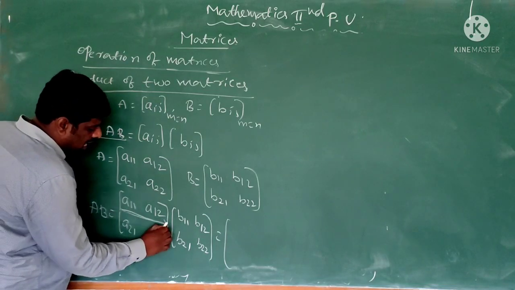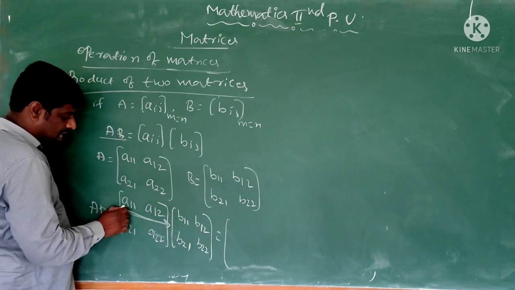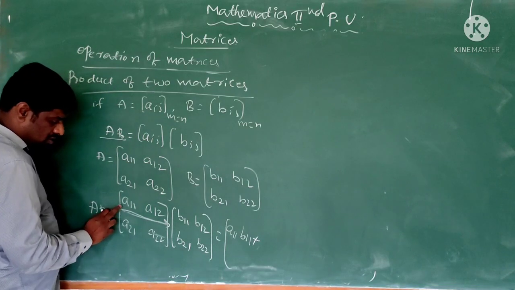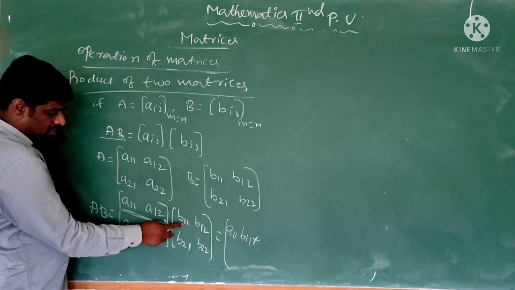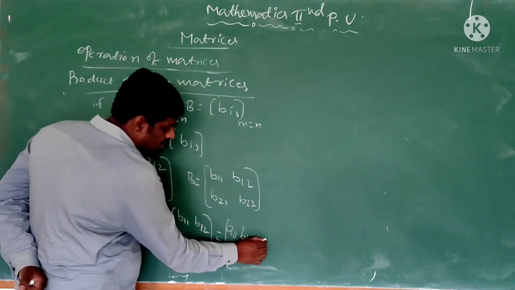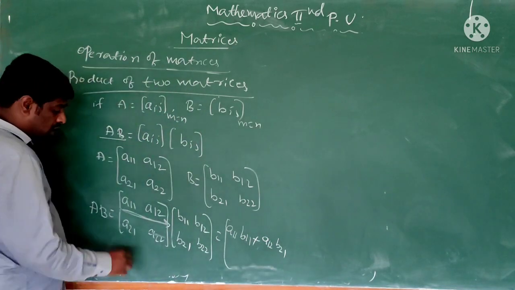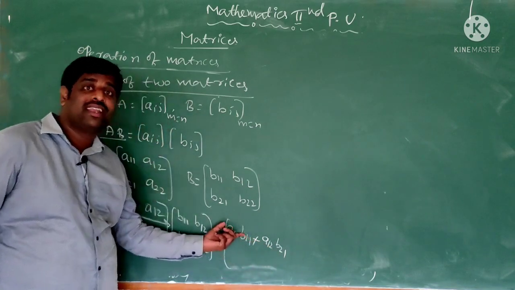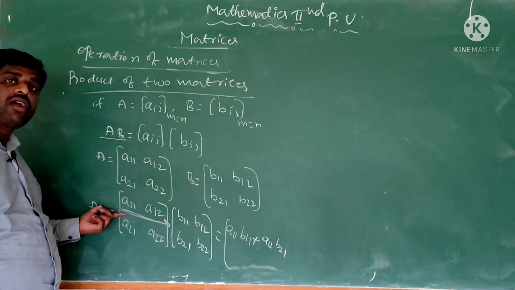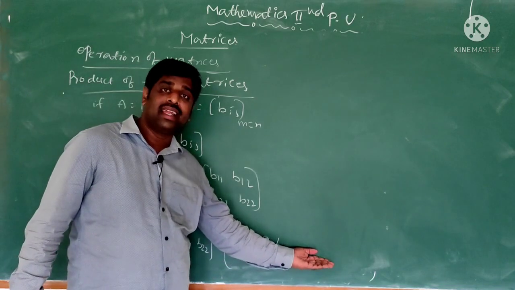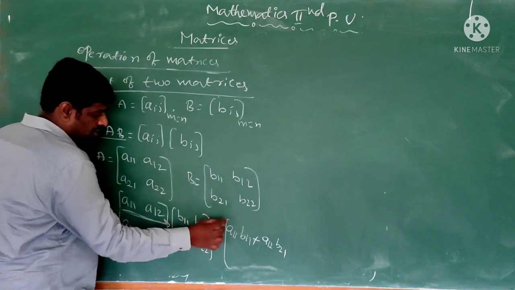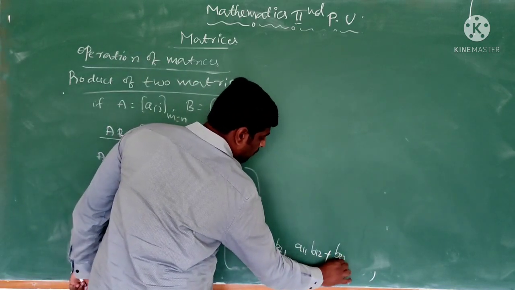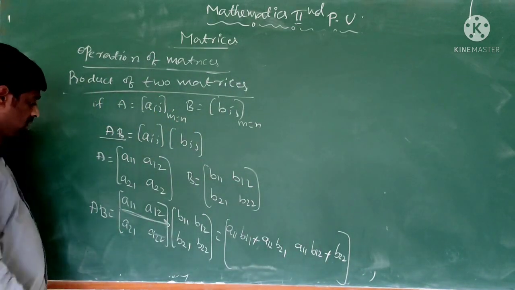Now I'll make the product. First row into first column: A11 into B11, that is A11 B11, plus A12 B21. We write this as the first element. Now first row into second column, which we write as the second element: A11 into B12 plus A12 into B22. So this is the second element. Now the first row is finished.